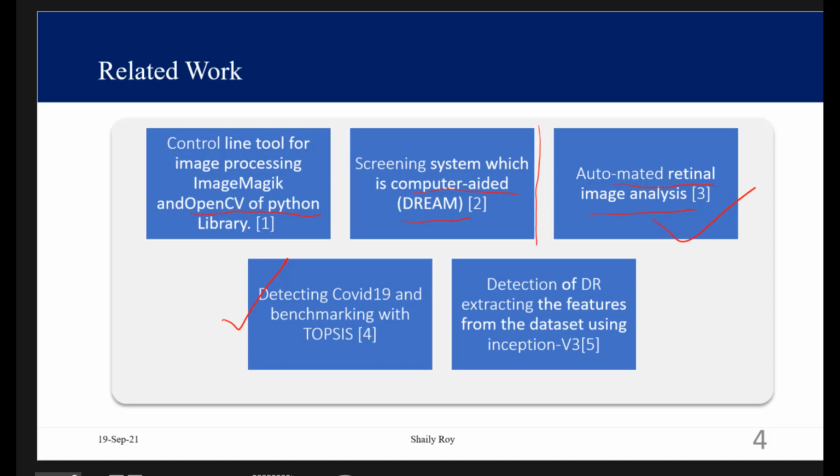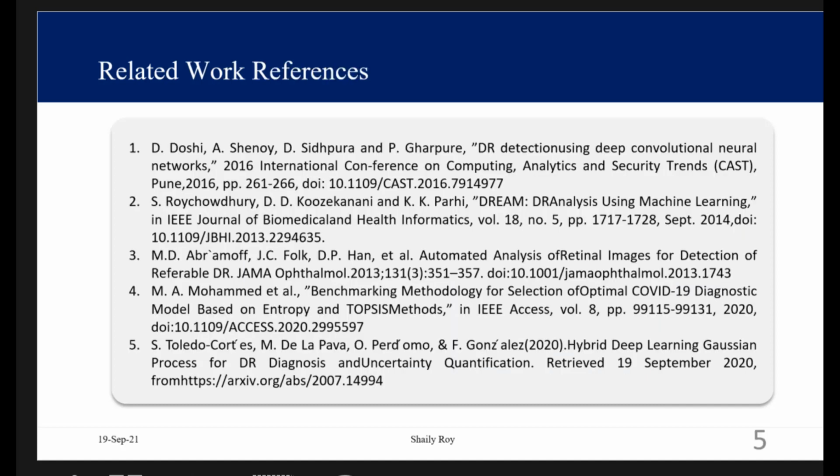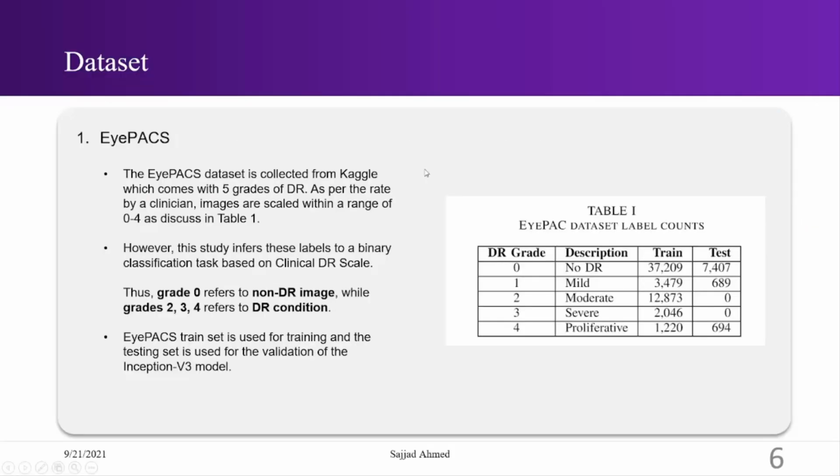The authors have worked on diabetic retinopathy detection, extracting the features from the dataset using Inception V3 and then applied a hybrid deep learning Gaussian process, which combines deep learning and generalization of the dataset using Gaussian process. Here are the references that I have talked about till now. Now I am going to discuss the dataset.